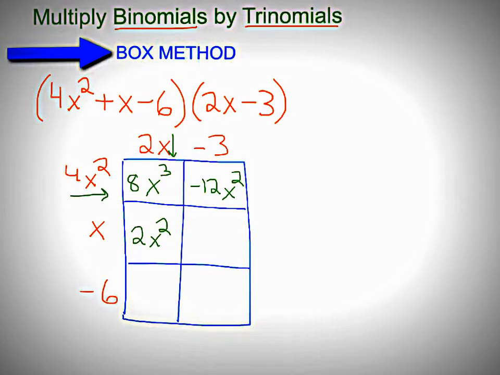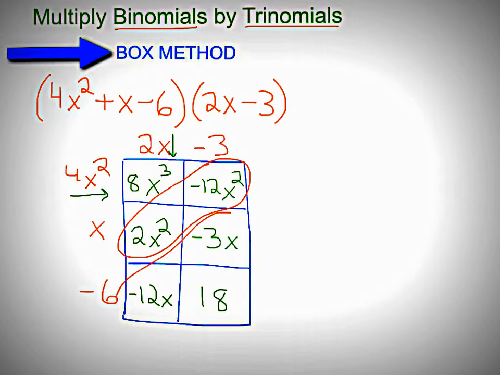Negative 3 times x, it would be negative 3x. Negative 6 times 2x is negative 12x. And then negative 3 times a negative 6 is a positive 18. Alright, so we have our box filled in. We're going to combine our like terms. So here we have two terms with the x squared, and then two terms with just x. So we can combine each of those.